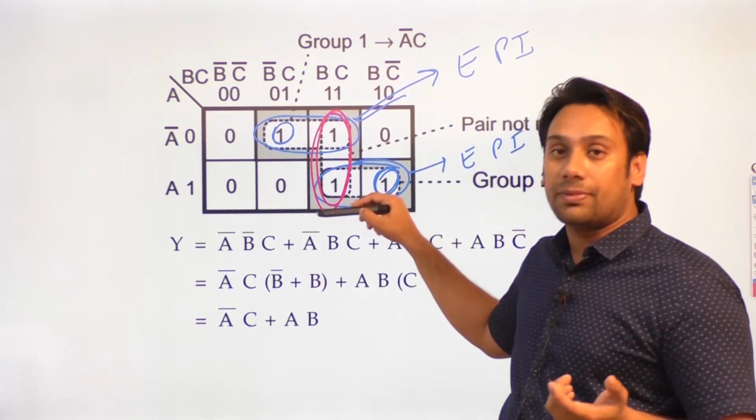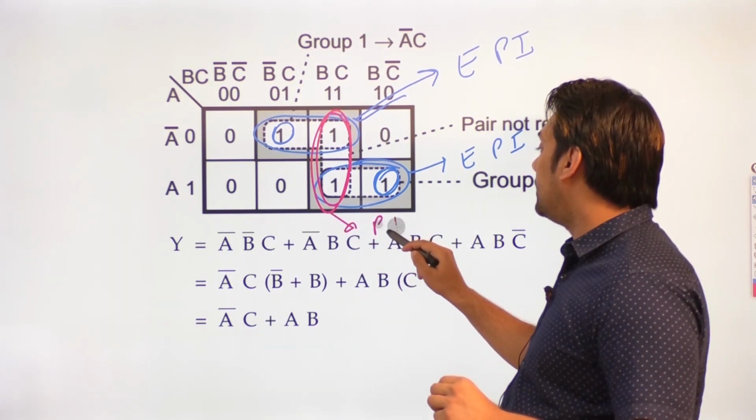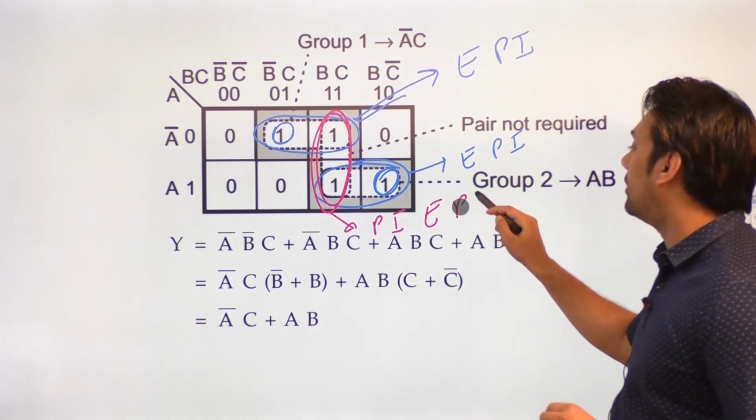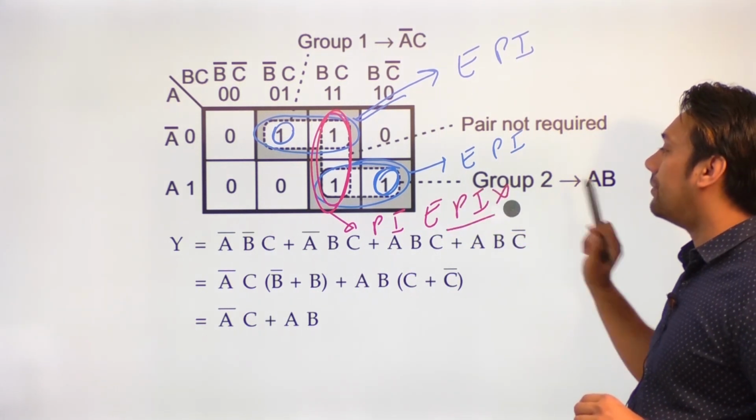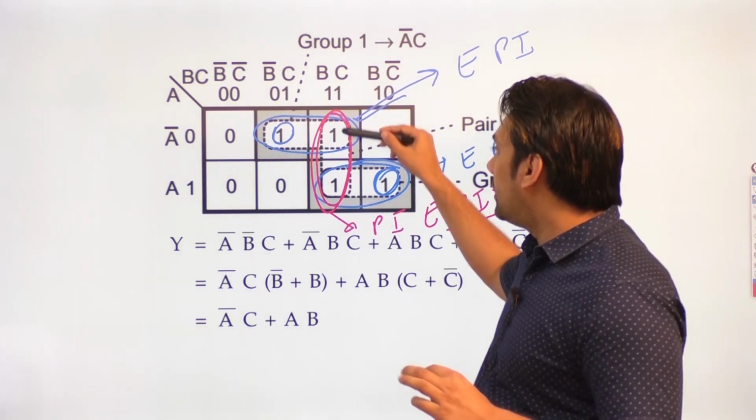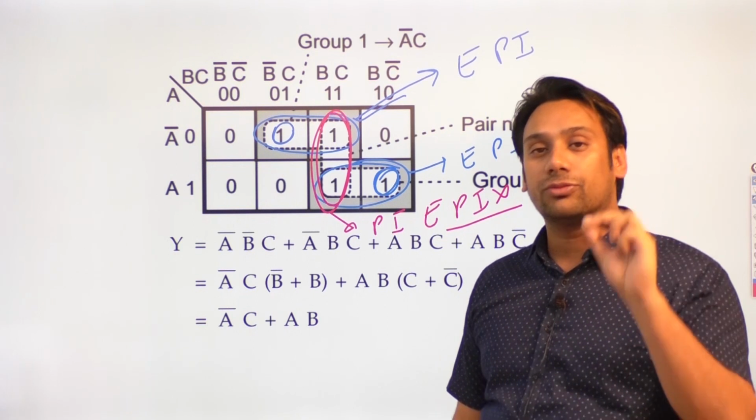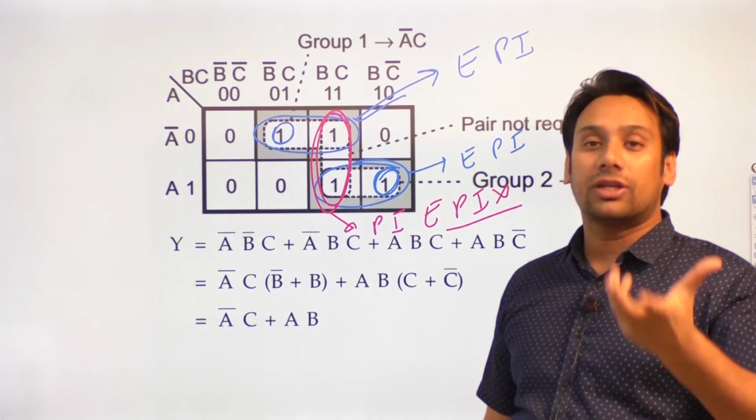This subcube is just a prime implicant, but it is not an essential prime implicant. Why is it not representing an essential prime implicant? Because it is not covering any term that is not covered by others. It is not covering any term which no one else covers.